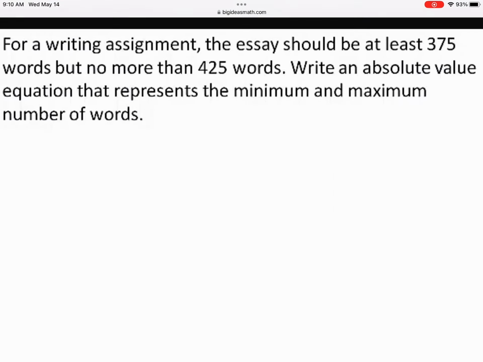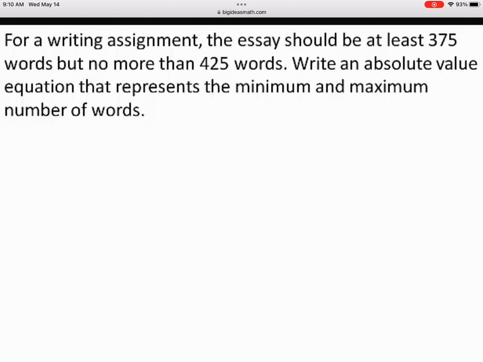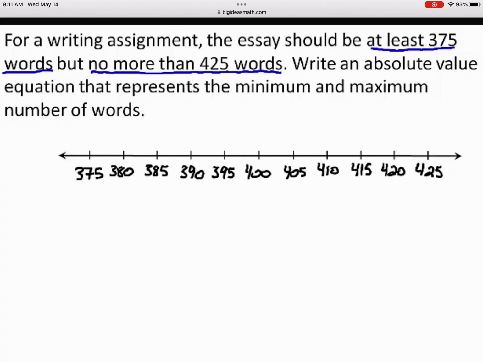For a writing assignment, the essay should be at least 375 words, but no more than 425 words. Write an absolute value equation that represents the minimum and maximum number of words. You want to consider the minimum and maximum lengths as solutions to an absolute value equation. Use a number line to find the halfway point between the solutions.